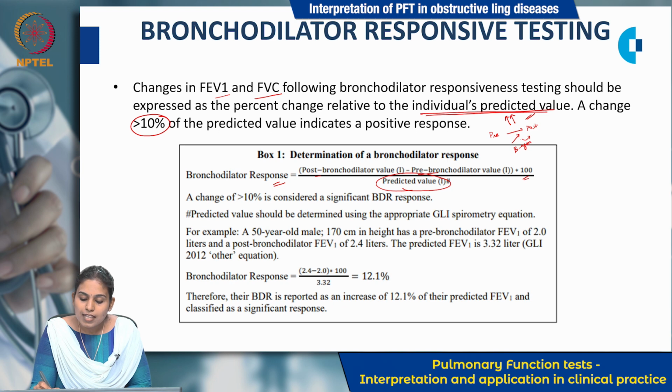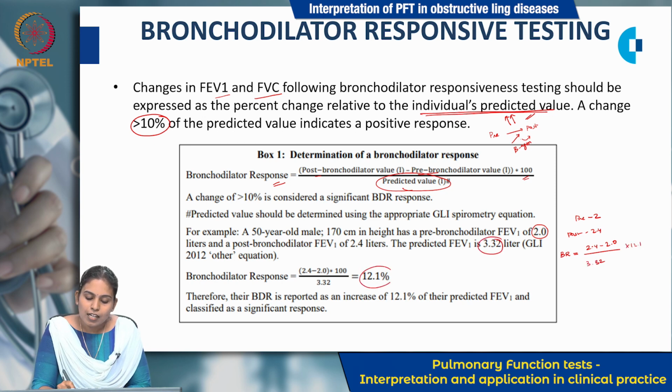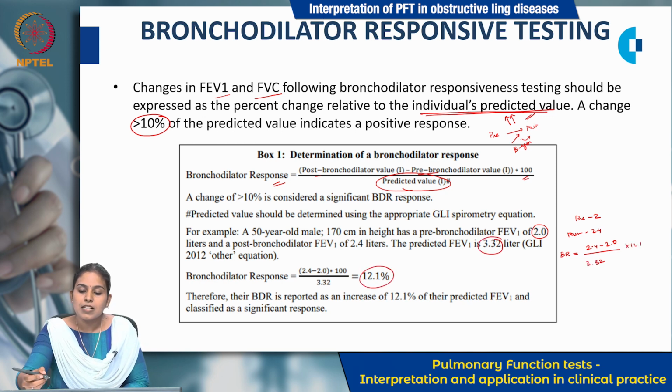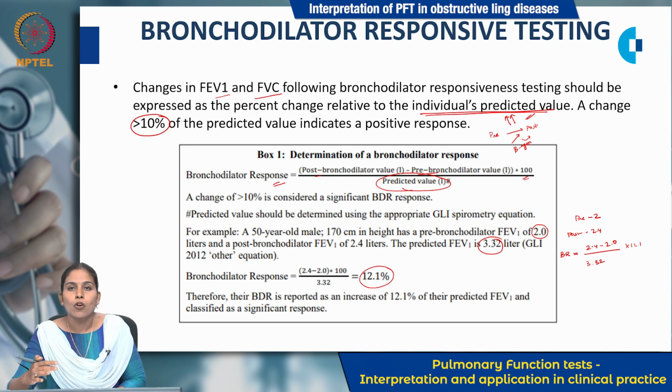In this case, the pre-bronchodilator value is 2 liters, and the post-bronchodilator value is 2.4 liters. So if we want to calculate this bronchodilator response, it is post minus pre, divided by this individual's predicted value, which is 3.32. If we get more than 10%, then the person's responsiveness to bronchodilator is present. Previously, some people used to say only FEV1.